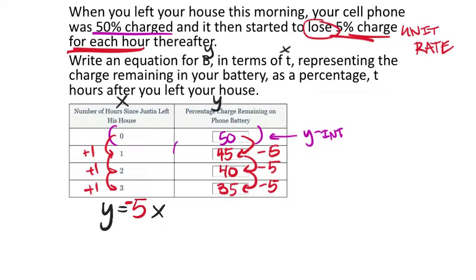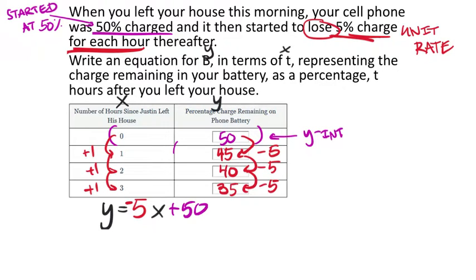Okay, well, what did you start at? Well, up here, it said you started at 50%. Okay, so I know that I have a positive 50 right there. And yes, we did find that in the table. Again, I'm just showing you the different ways that you can tell that you have found your y-intercept.